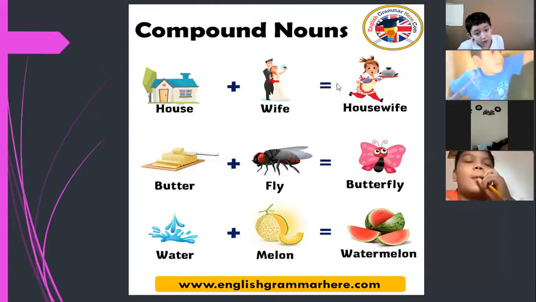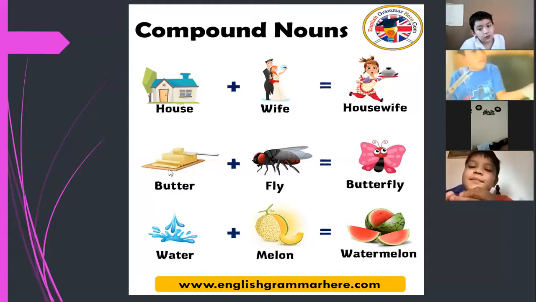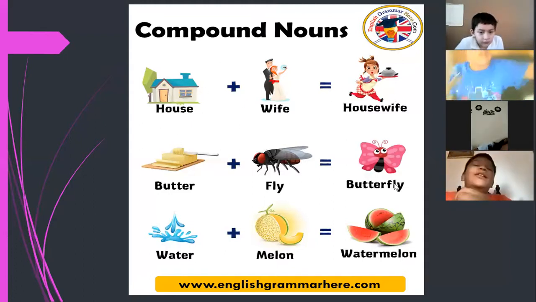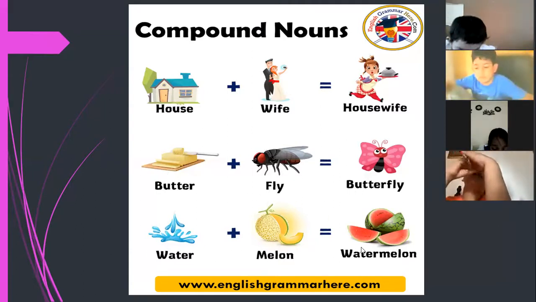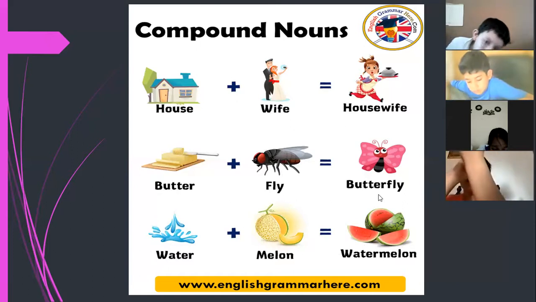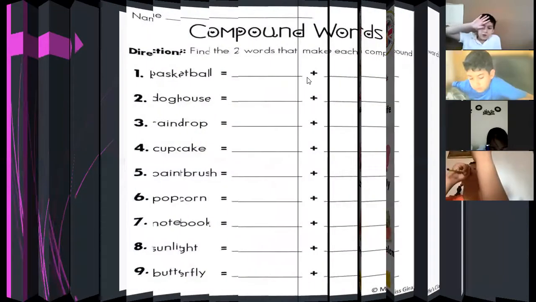House plus wife, housewife. Butter and fly, butterfly. See, all the three words have different meanings. Butter and cowboy melon. Yeah, there are many, many different types of compounds.